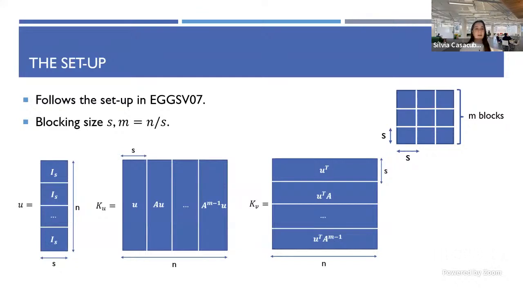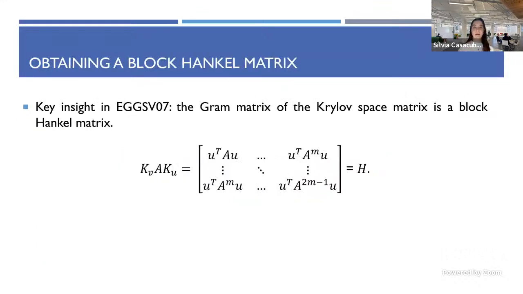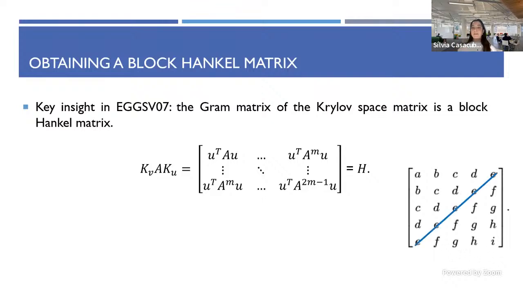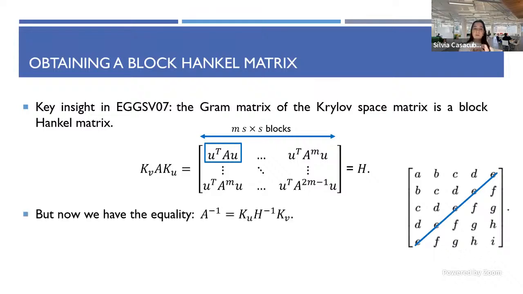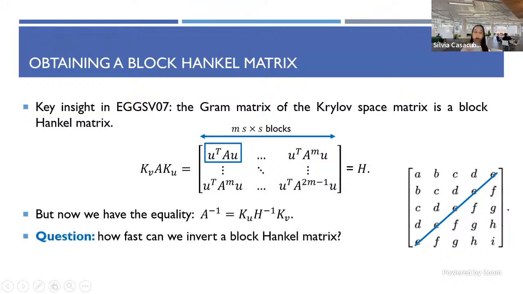Okay, so you might be wondering, why are we defining those? Well, the key insight in Eberly et al. is that if you multiply the input matrix A by these two block Krylov matrices on each side, you obtain a block Hankel matrix. And that's very good because it's very structured. So a Hankel matrix is a matrix where each entry along the anti-diagonal is repeated. And in our case, it's blocked because U is a block vector. And so it's just the same thing, but with blocks of size s by s. And so now we have managed to decompose an arbitrary matrix A's inverse into two Krylov matrices, which are very structured, as you saw, and the inverse of a block Hankel matrix. And so now the question of inverting A becomes a question of inverting a block Hankel matrix.